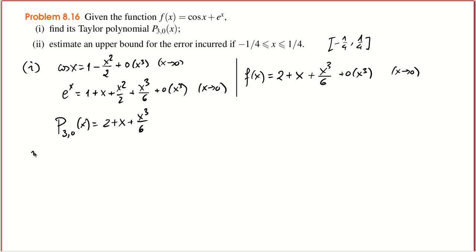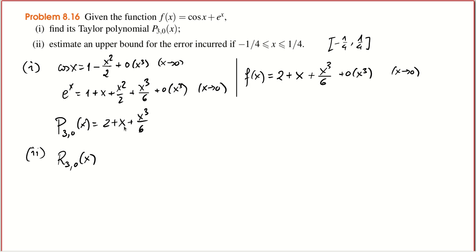Okay, for the second part, we need the remainder. That means that all the time that we've saved deriving the polynomial here is actually not really saved if we have to calculate the fourth derivative, right? Because we haven't calculated the previous ones.